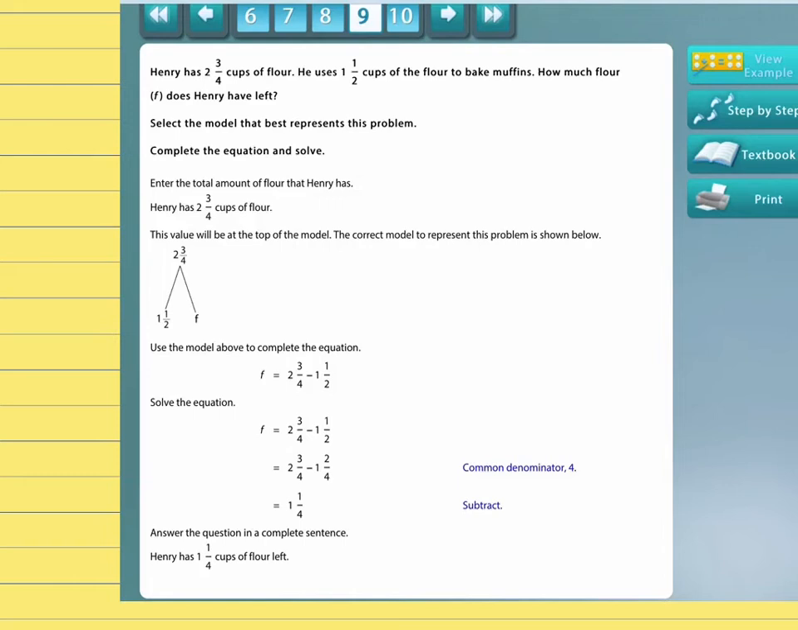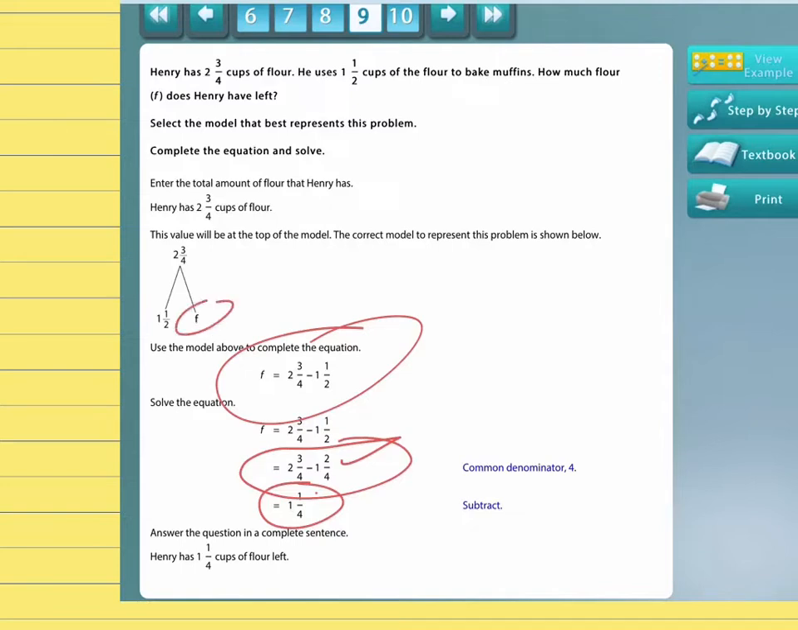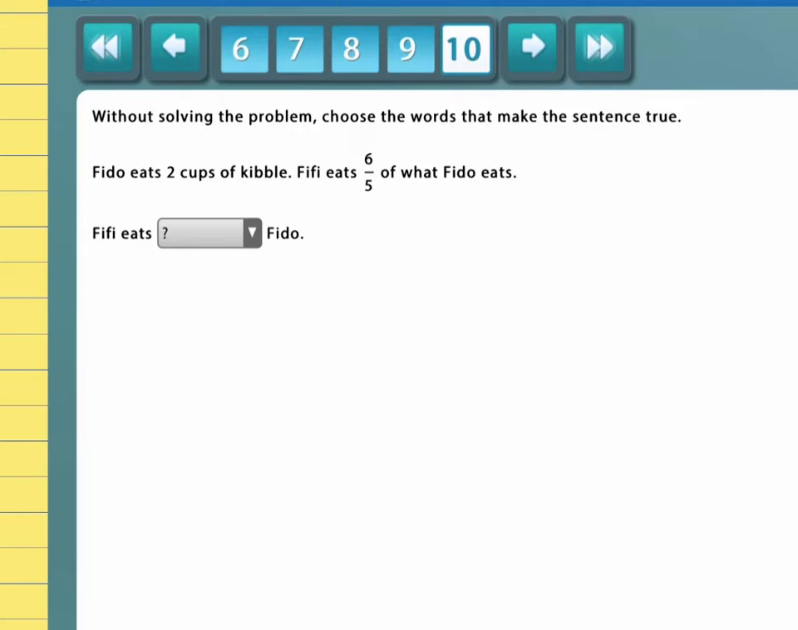All right, looking at this, that's exactly what we do. We do the subtraction. You see they've used equivalent fractions right here. So 2 3/4 minus 1 2/4 equals 1 1/4. So there's 1 1/4 flour left over. If you want to check that, you can add up 1 1/4 plus 1 1/2, and you will get a total of 2 3/4.